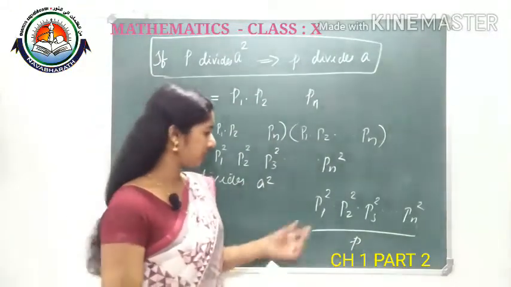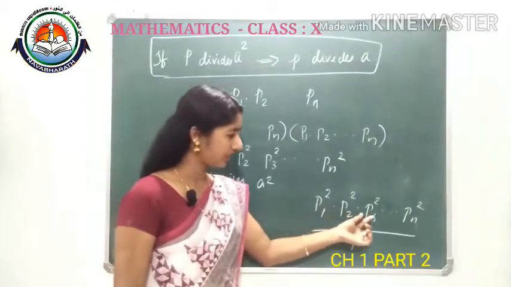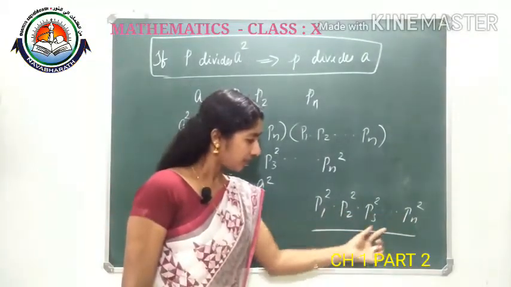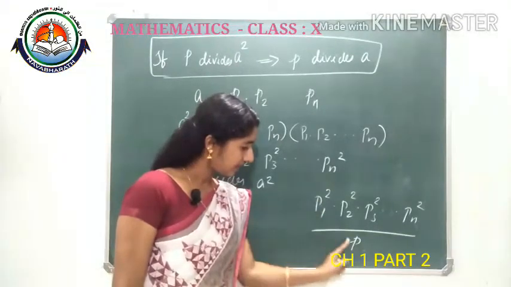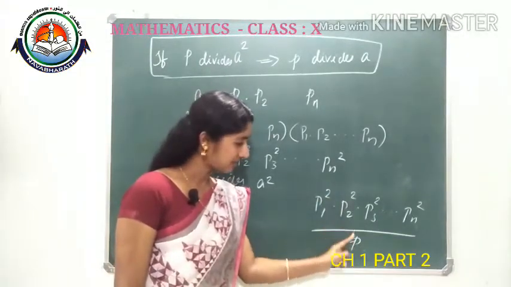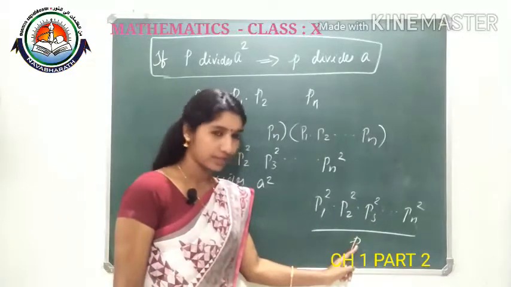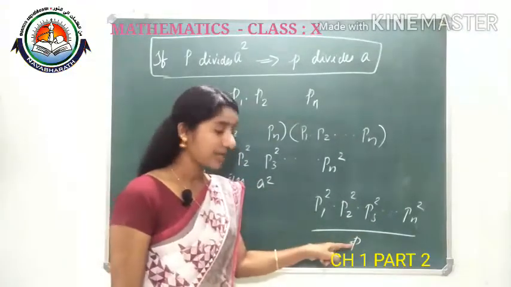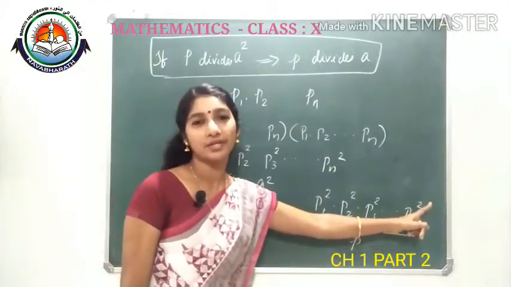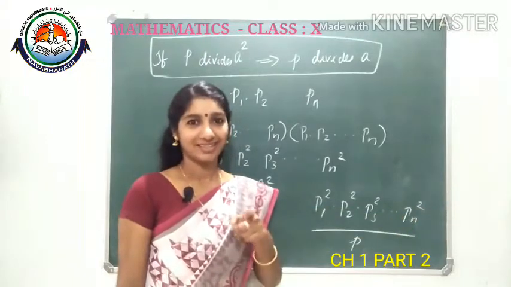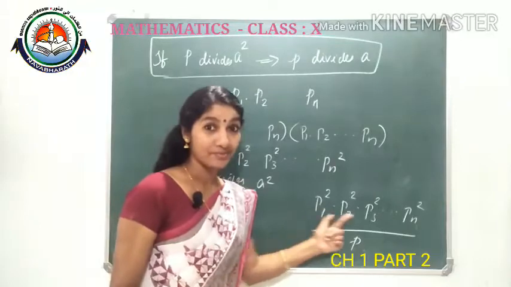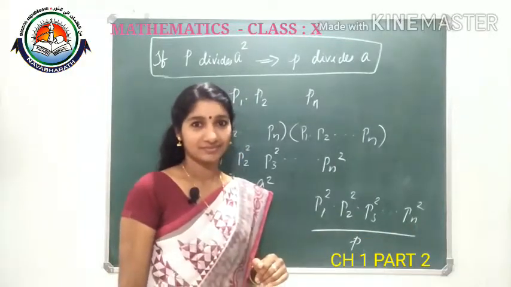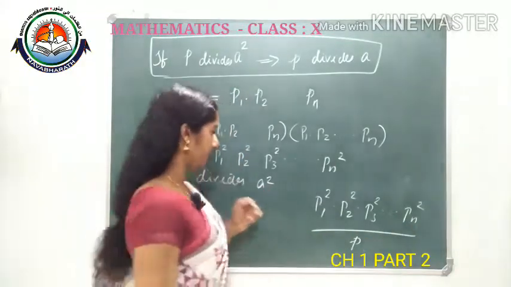When it is possible, see P1 square, P2 square etc. Pn square divided by P is possible means either we can cancel P1 and P, or we can cancel P2 and P, or we can cancel P3 and P. That means this P must be one among this P1, P2 etc. Pn. Correct now? This P must be one among these prime factors. Is it okay?